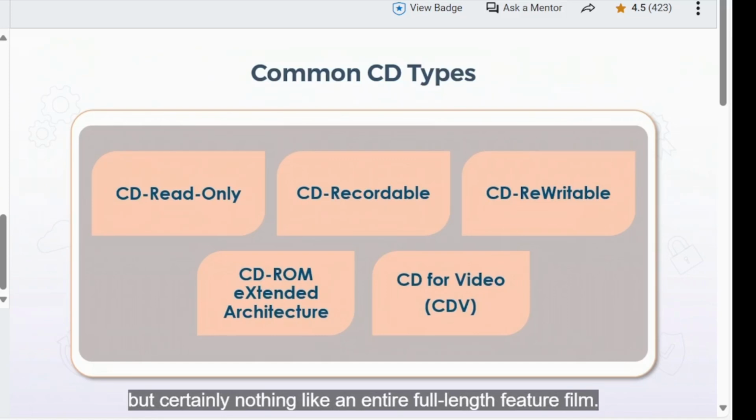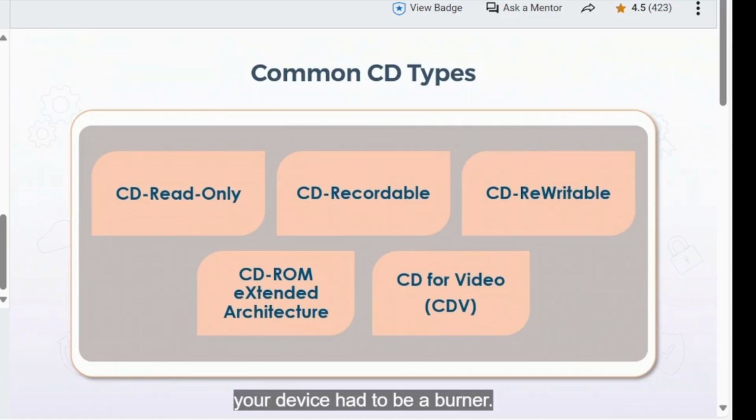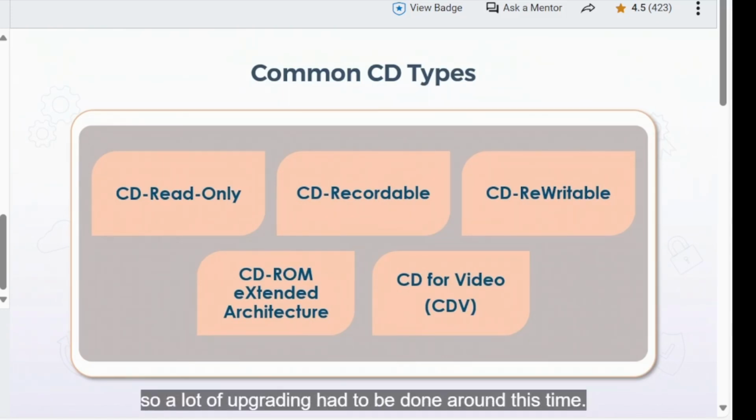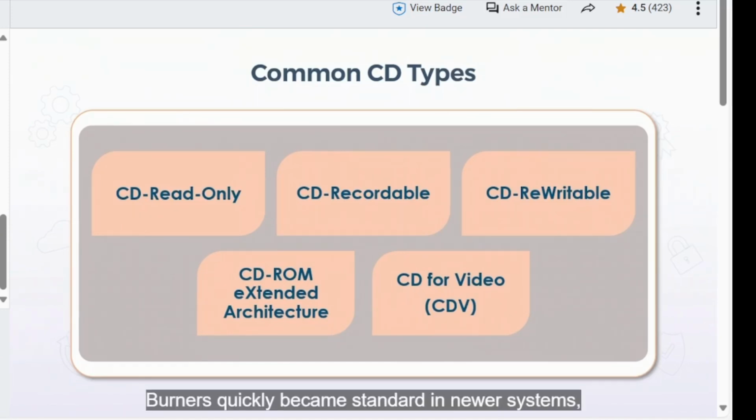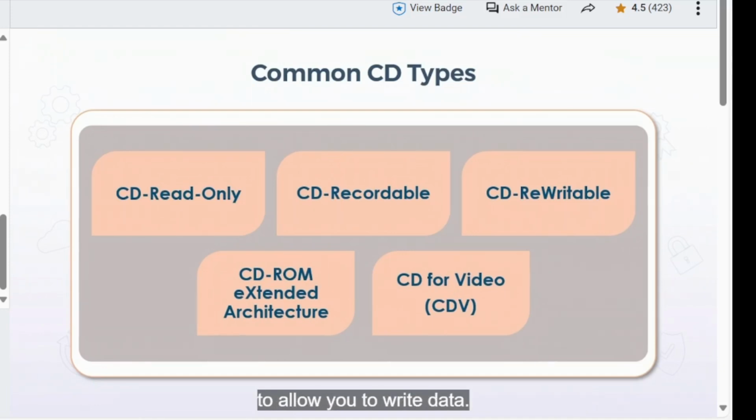Now, just quickly, this is where the device known as the CD burner came into play. So, in order to be able to write to any format, your device had to be a burner. But most early devices were players only, so a lot of upgrading had to be done around this time. Burners quickly became standard in newer systems, but they also required specific software to be installed to allow you to write data.